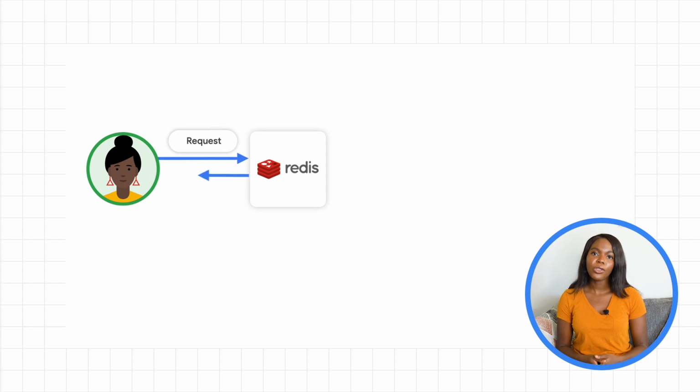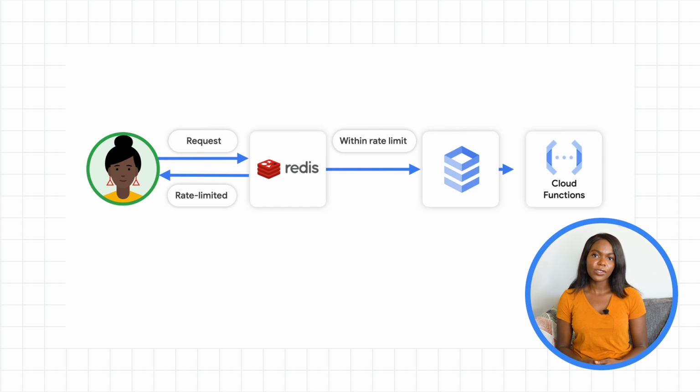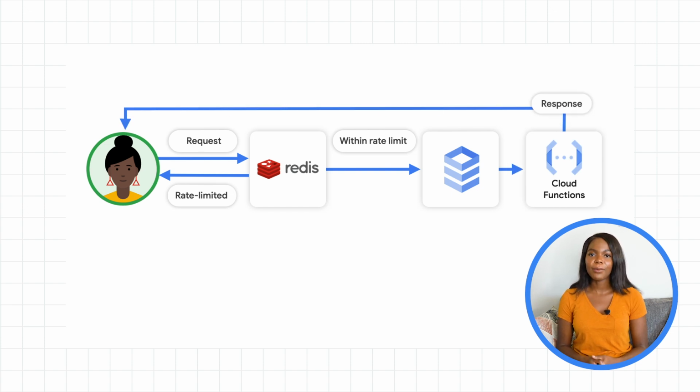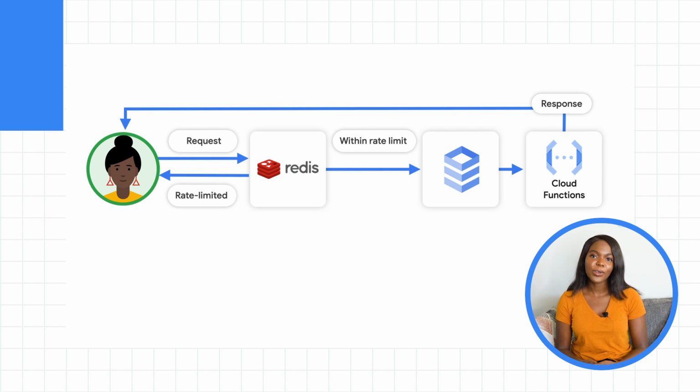It gives you a very low latency key value data store, plus basic data structures and operations that make it one of the preferred backing stores for rate limiting. Google Cloud offers a fully managed Redis service called Cloud Memorystore. If you want to learn how to use Redis to limit Cloud Function invocations, check out the link below.